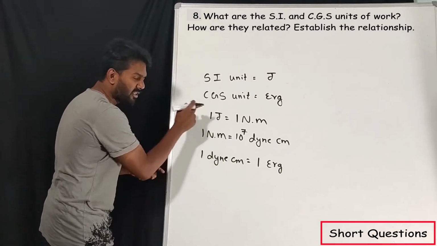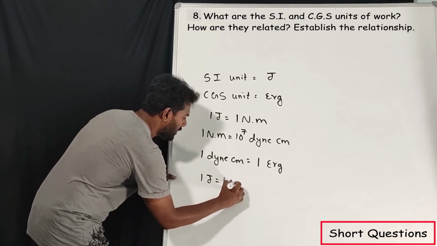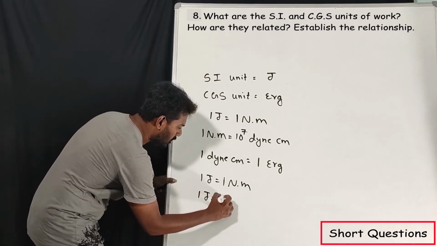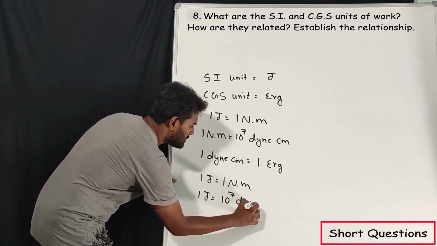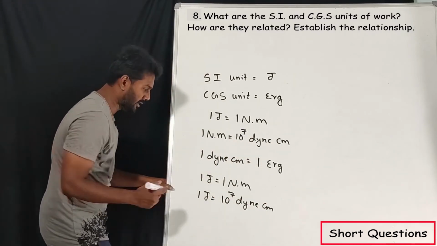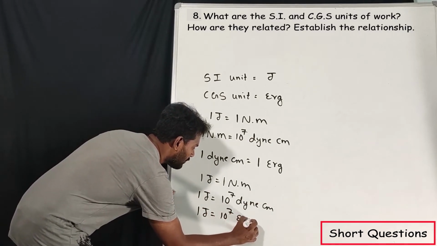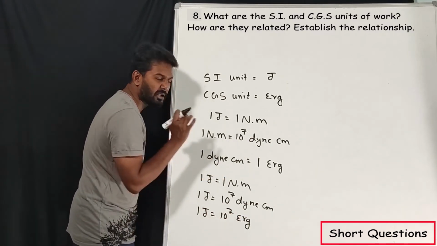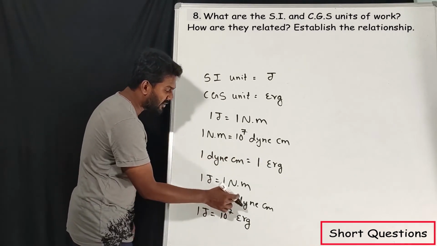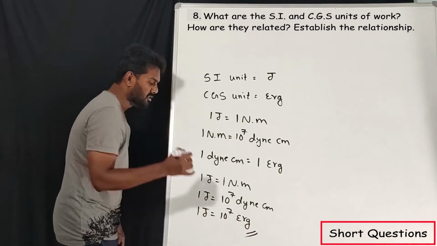So how can we derive the relation between joule and erg? 1 joule is equal to 1 Newton meter. Correct. So 1 joule is equal to 10 power 7 dyne centimeter, because 1 Newton meter is equal to 10 power 7 dyne centimeter. 1 joule is equal to 10 power 7 erg. Why? Because 1 dyne centimeter is equal to 1 erg. If dyne centimeter is equal to erg, then 10 power 7 dyne centimeter is equal to 10 power 7 erg. This is the relationship between joule and erg.